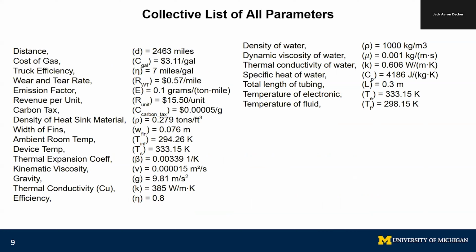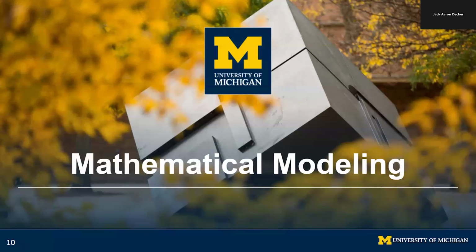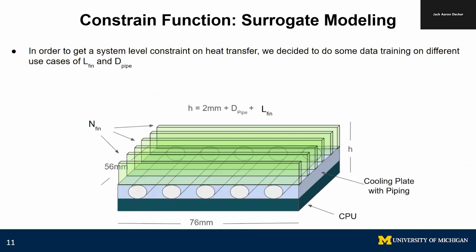We will present the mathematical modeling we performed with the use of these parameters, along with the design variables and constraints we selected next. Next up, we're going to talk about the mathematical modeling. To start, we'll talk about this constraint function. We did a surrogate model for this. And here's just a visual of our heat sink.